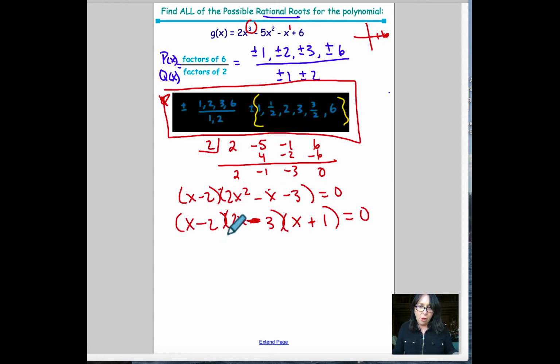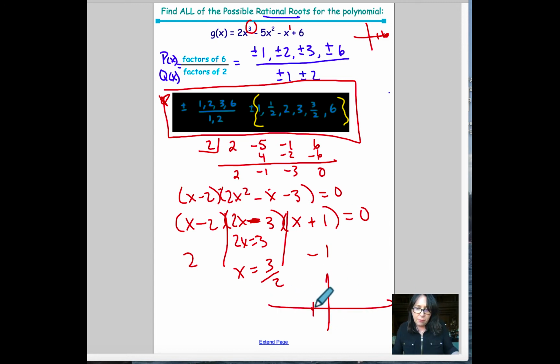So all of my factors would be: negative 1. This is going to be 2x minus 3 equals 0, so 2x equals 3, x equals 3 over 2, and then this one's 2. So ultimately, my graph actually looks like this. Negative 1 root. Y-intercept is positive 6 going up here. Let's see. I got a negative 1, I got 1.5, 2, 3. So here's 1.5, and I also have 2.